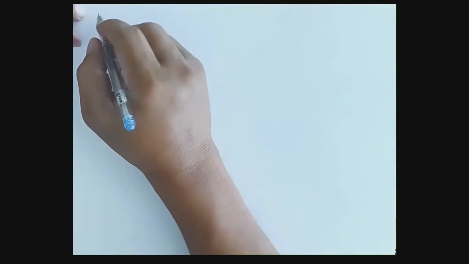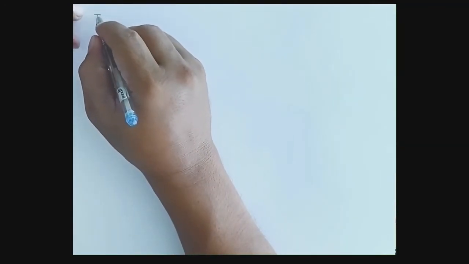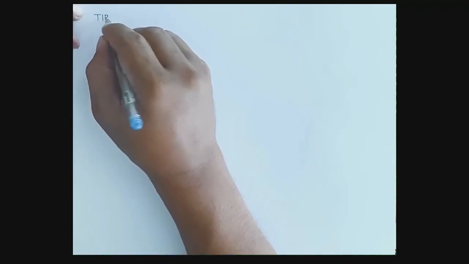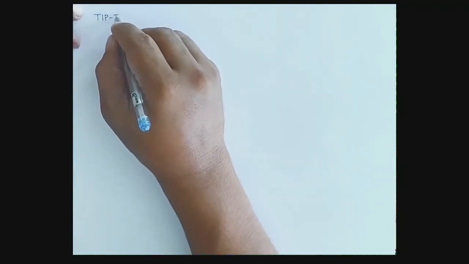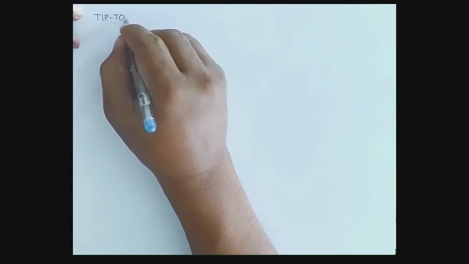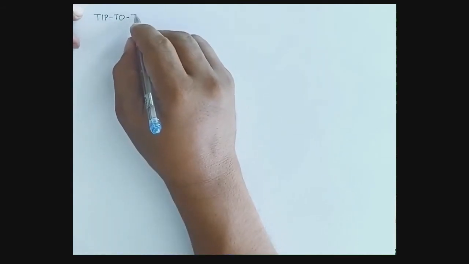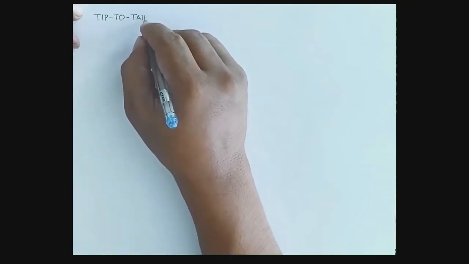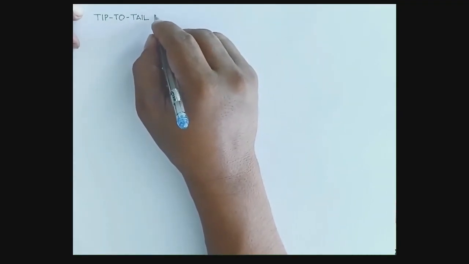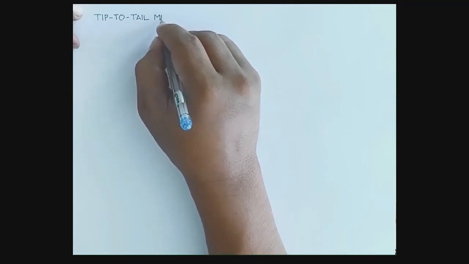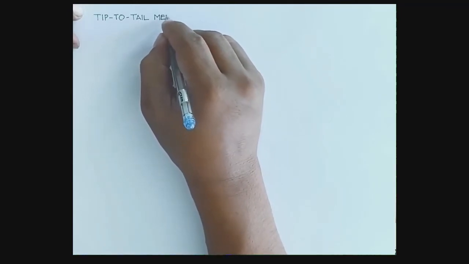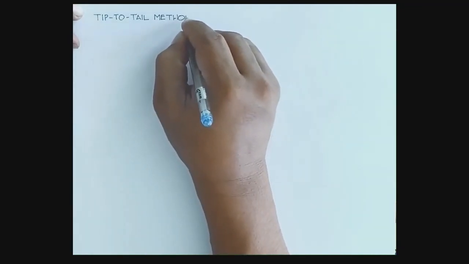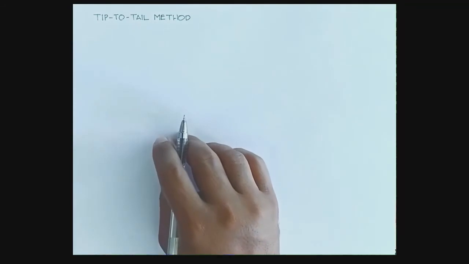Hello, how are you? And welcome to our lesson in mechanics. This is the addition of vectors using the tip to tail method. Sometimes this is called the head to tail method. Sometimes they call it the closed polygon method. Okay, so the tip to tail method.